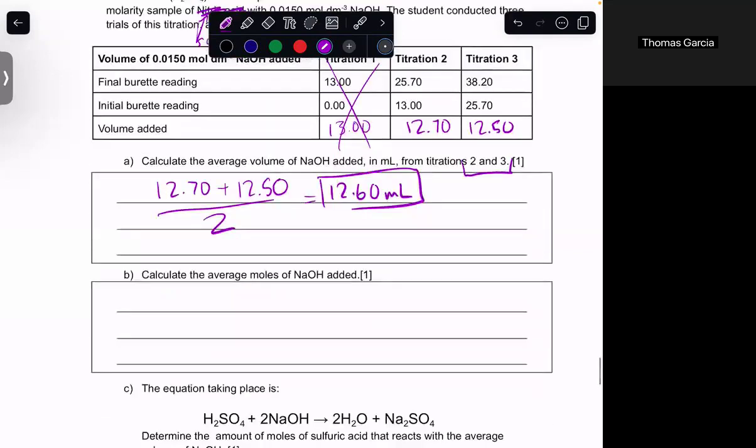Calculate the average moles of NaOH added. Well, we've got moles and we have a volume from our previous answer that we can use. The IB loves using previous answers. So we're going to say molarity is equal to mole over volume, and therefore we can arrange it to mole is equal to molarity times volume.